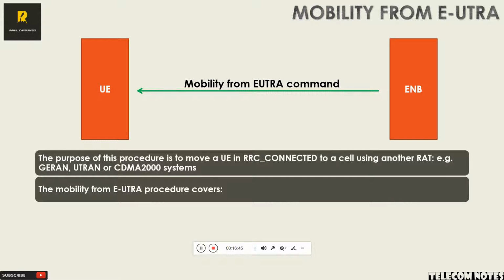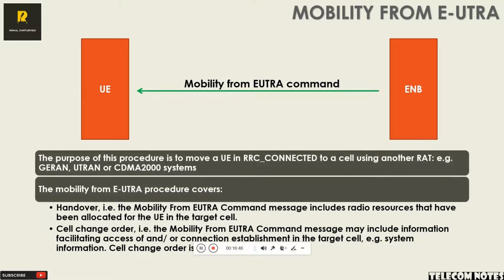The mobility from E-UTRA procedure covers handover, that is, the mobility from E-UTRA command message includes radio resources that have been allocated to the UE in the target cell. Cell change order, that is, the mobility from E-UTRA command message may include the information facilitating access of and/or connection establishment in the target cell.